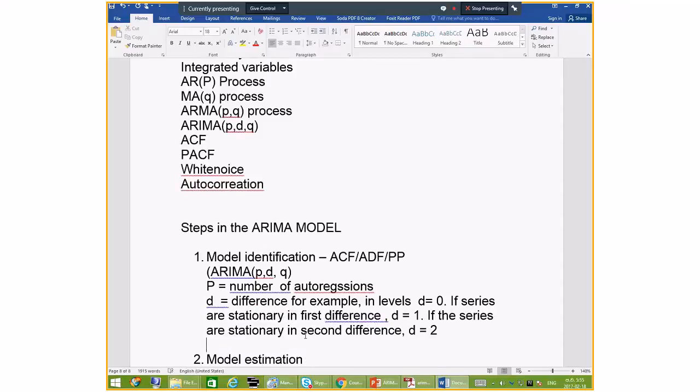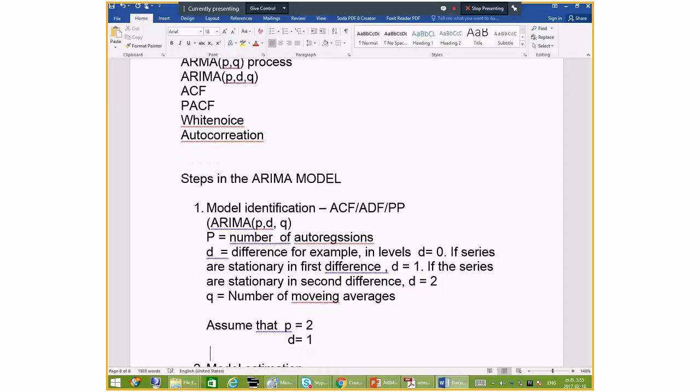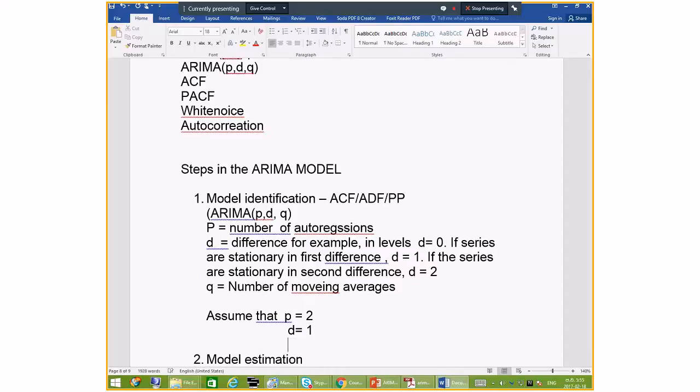Q means number of moving averages. Assume that P, the number of autoregressions, is 2, D is 1, and Q is 1. Then how to write the model?